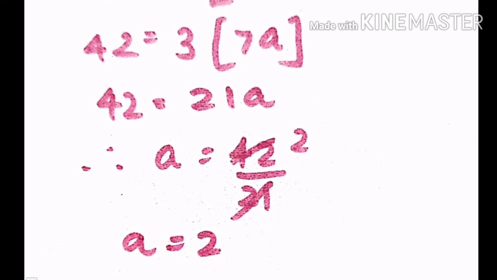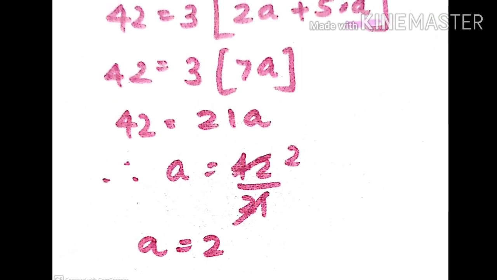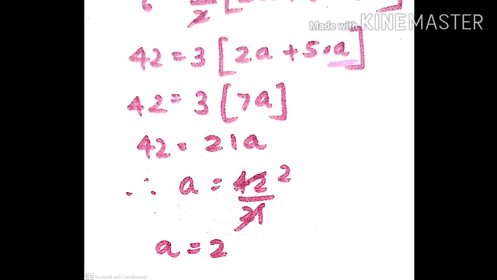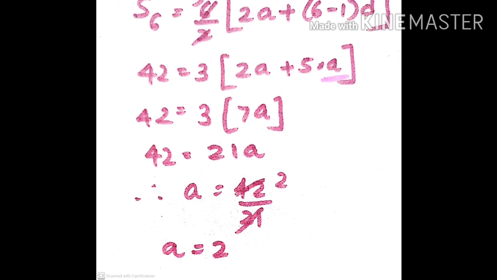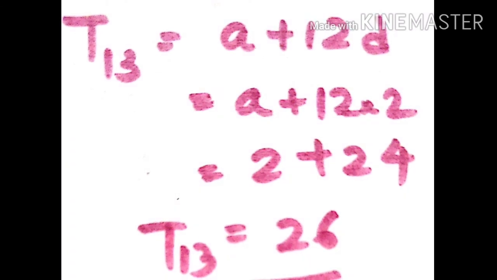Now it only remains to get the 13th term, that is T13. For that we substitute in our formula of T13. So here we have completed up to A is equal to 2. You can see the full solution, and now we have to find the 13th term. So here the last step: T13 is equal to A plus 12D. A plus 12 into 2, as the D value we found is 2. So 2 plus 24 is equal to 26. So the T13 value is equal to 26.